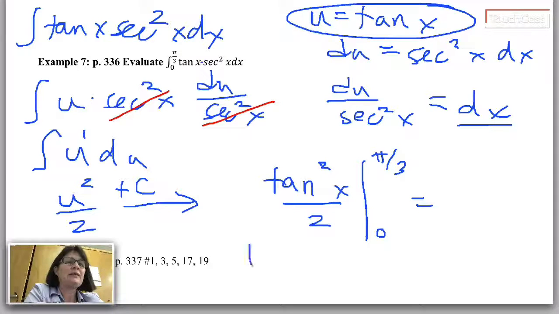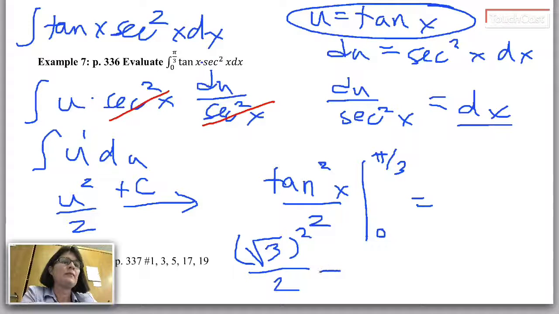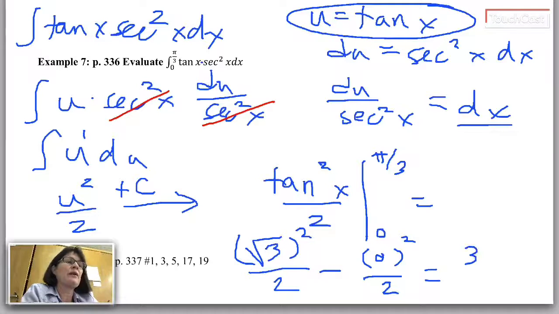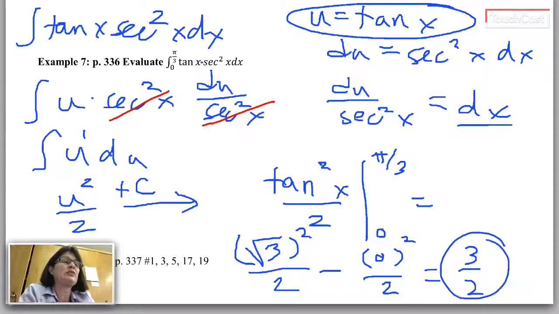So that's going to be tangent squared of pi over 3. We reviewed tangent of pi over 3 a moment ago. Remember, tangent squared means find the tangent and square it. So that's going to be radical 3 squared over 2 minus 0 squared over 2 is going to make 3 over 2 minus 0, just 3 over 2. Notice I got the same result.